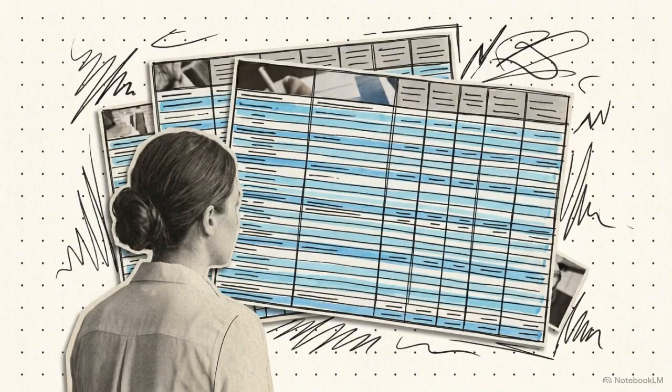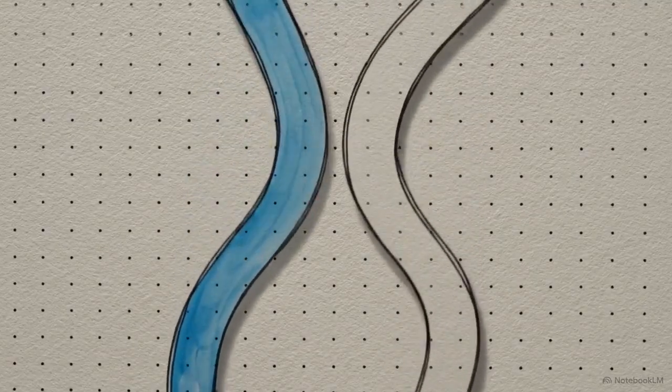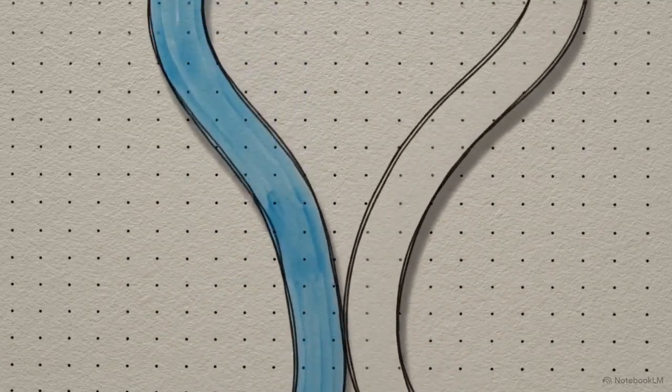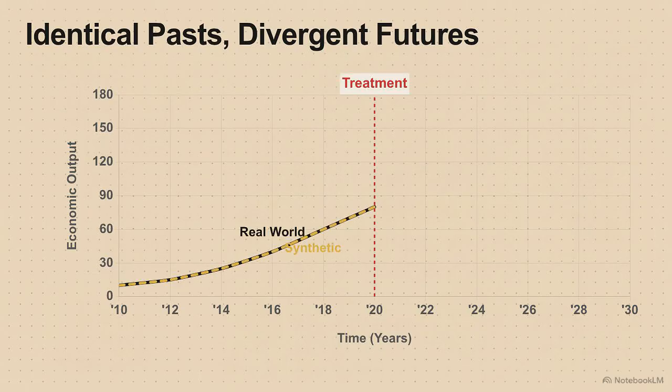When confronted with this, a data scientist will usually point to their primary defense metric, the perfect pre-treatment fit. They will confidently show you that their synthetic model traces the target's past flawlessly. This graph illustrates that illusion of security. The solid real-world line and the dotted synthetic line lock together before the treatment event occurs. Matching the past perfectly gives analysts massive confidence in their projection.